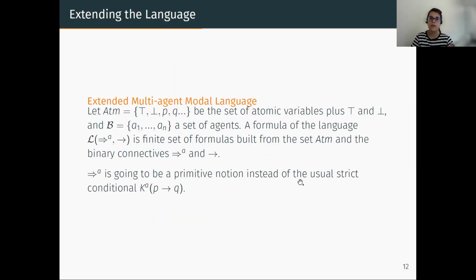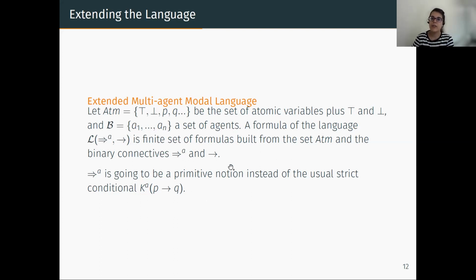So first, we are going to have an extended multi-agent modal language where we are going to have the set of atomic variables plus top and bottom, and we're going to have a set of agents. A formula of the language is an implication or a strict implication, where an implication is a finite set of formulas built from the set of atomic formulas and the binary connective, the strict implication regarding an agent, and the implication. So the strict implication is going to be a primitive notion instead of the usual one: agent A knows that if P, then Q.